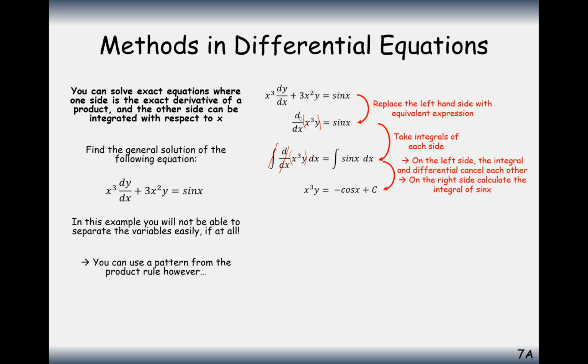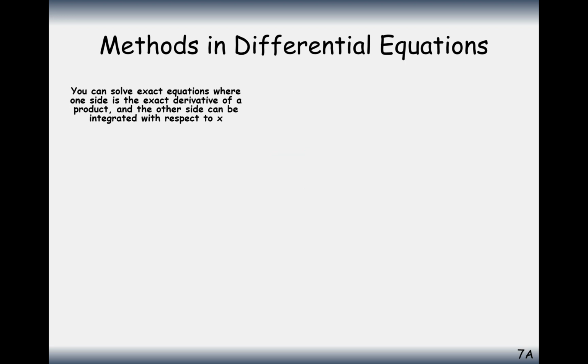So once we've worked out that the left-hand side was the derivative of x cubed y, when we integrated the derivative the two things cancelled out, they're opposites, so it's x cubed y. On the other side, integrating sine x gives minus cos x plus c. We might want to divide by x cubed if we want to make y the subject. Other forms of the answer, such as the one above, are also fine.